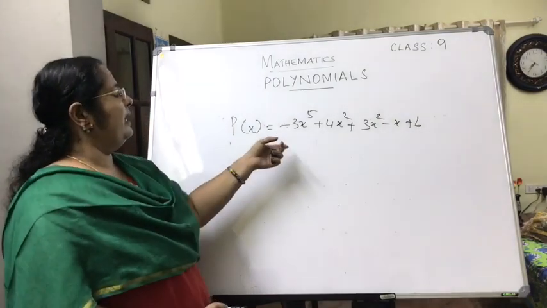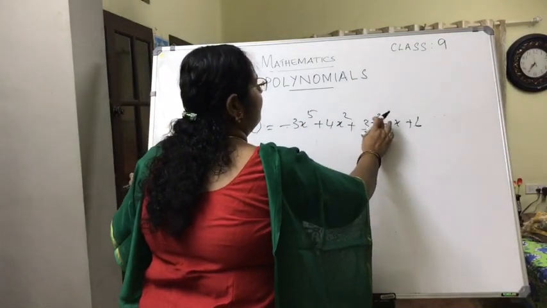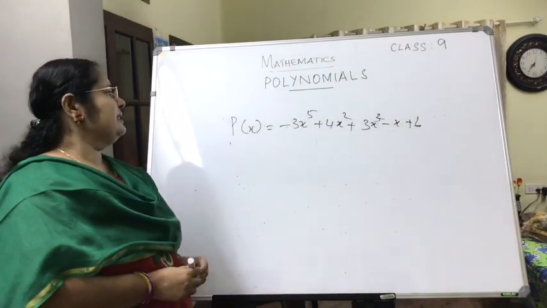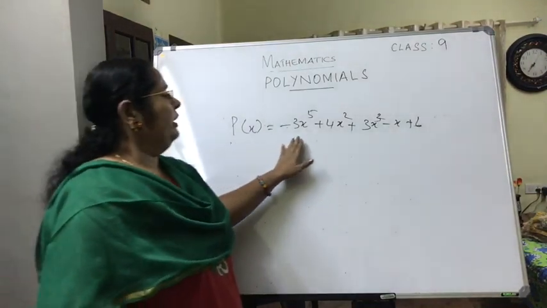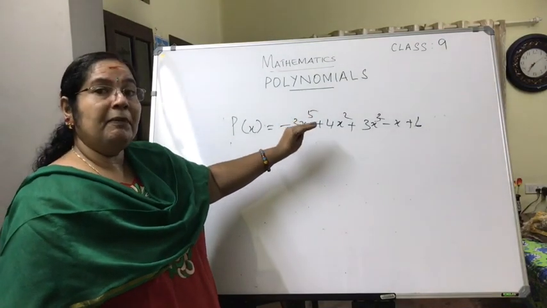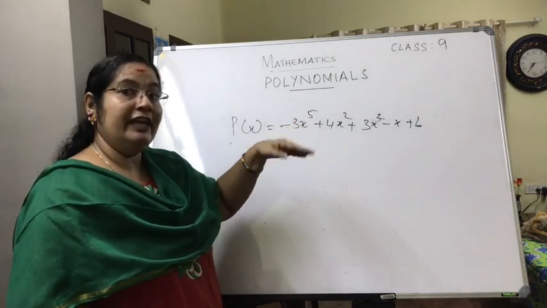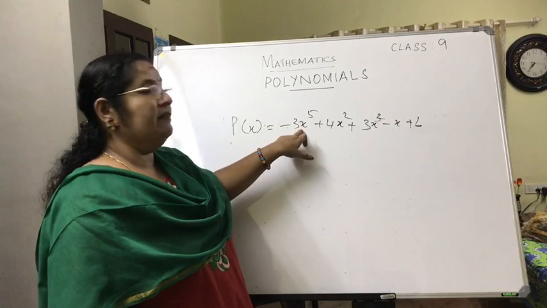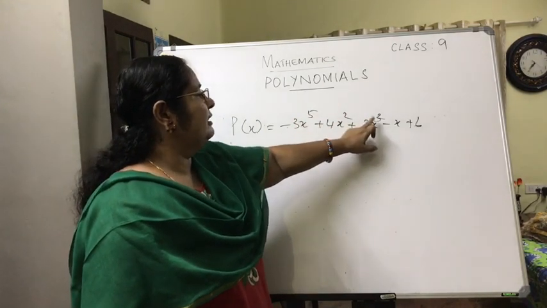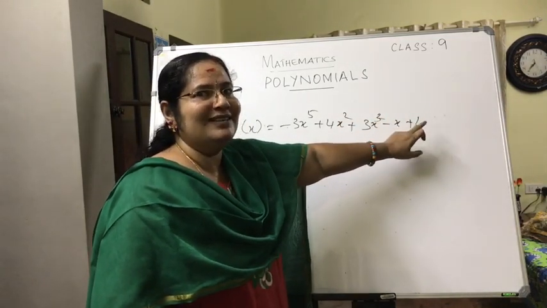So p of x equals minus 3x raised to 5 plus 4x square plus 3x cube minus x plus 6. Now this is a polynomial. When you look into it, we have varying powers for the variable. Here what is the power of x? It is 5. Here what is the power? 2. Here? 3. Here? 1. And over here? 0. X raised to 0.